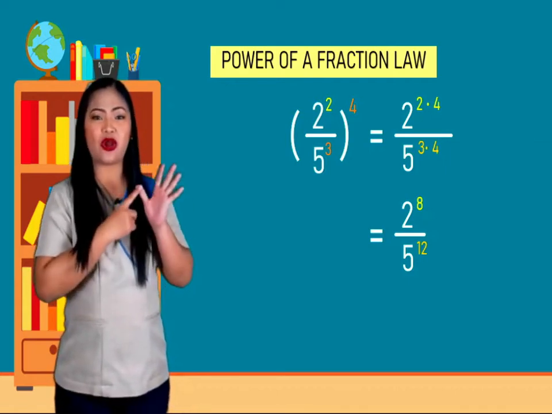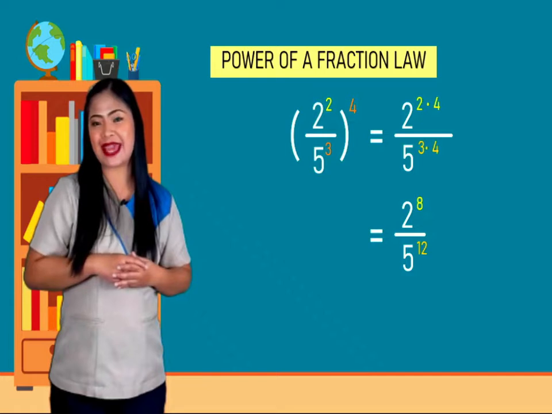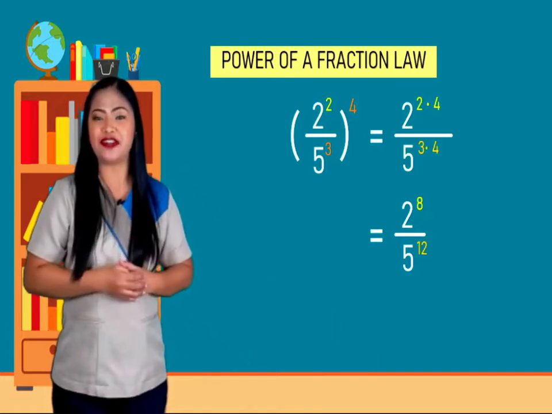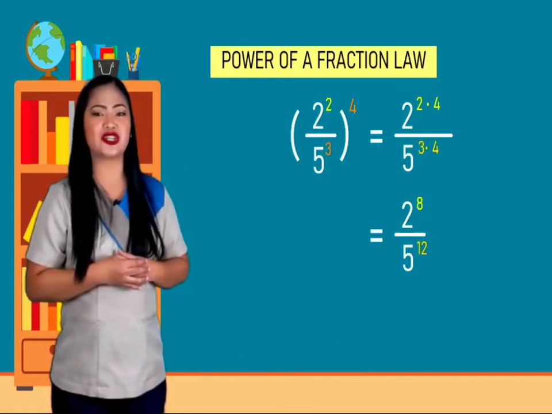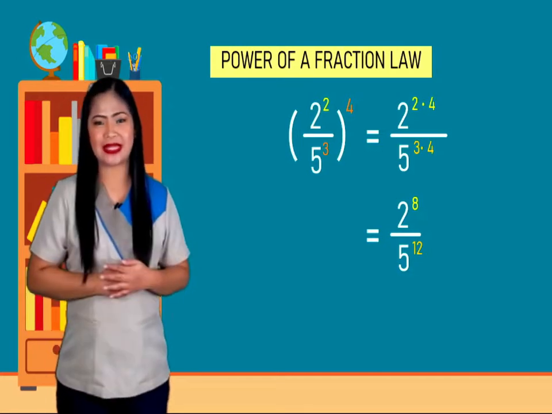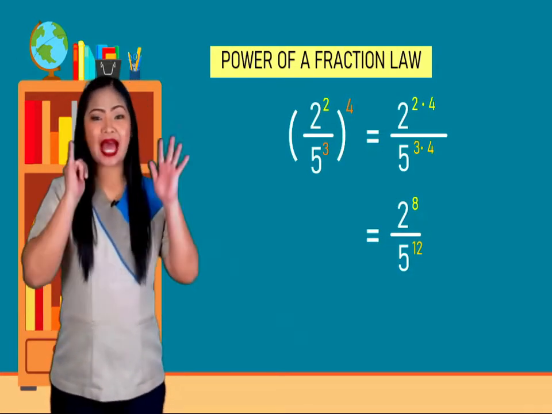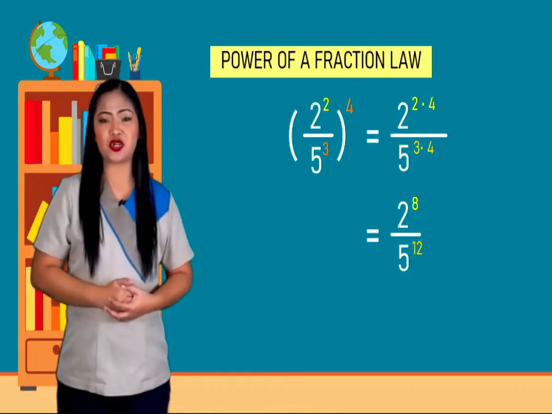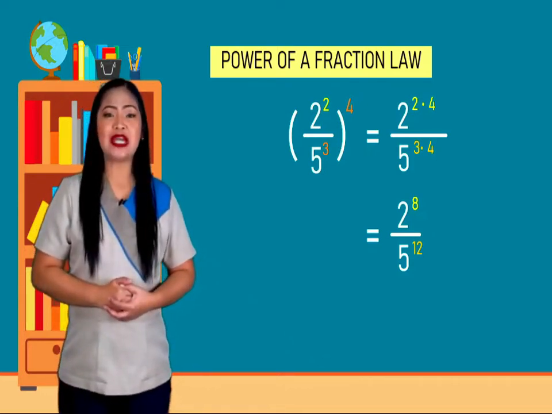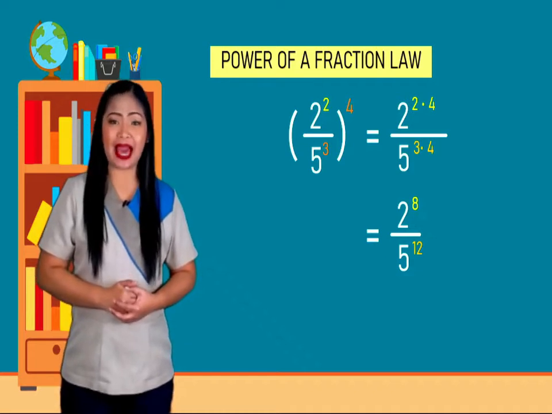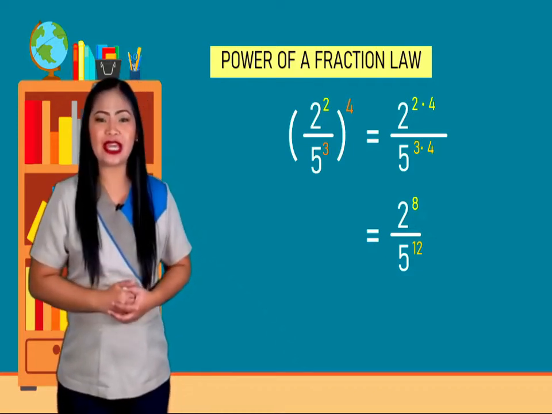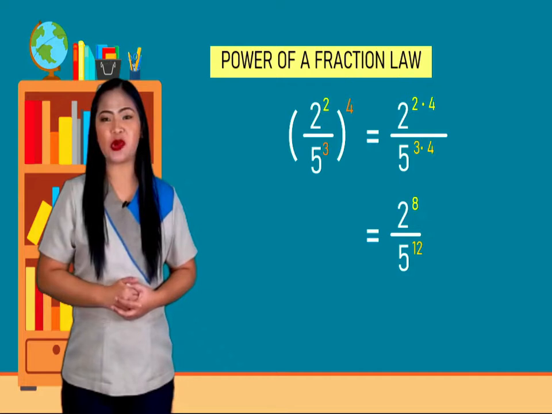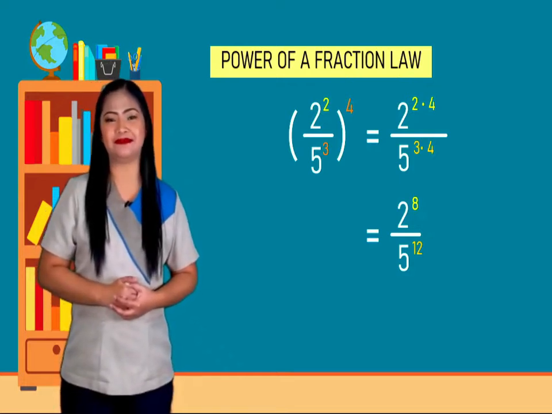Then, the power of a product law, which states that when you have an exponent raised to another exponent, you just multiply the exponents. And finally, the power of fraction law, which states that when a fraction is raised to a power, you multiply the exponent outside the parentheses to each of the exponents in the numerator and the denominator.